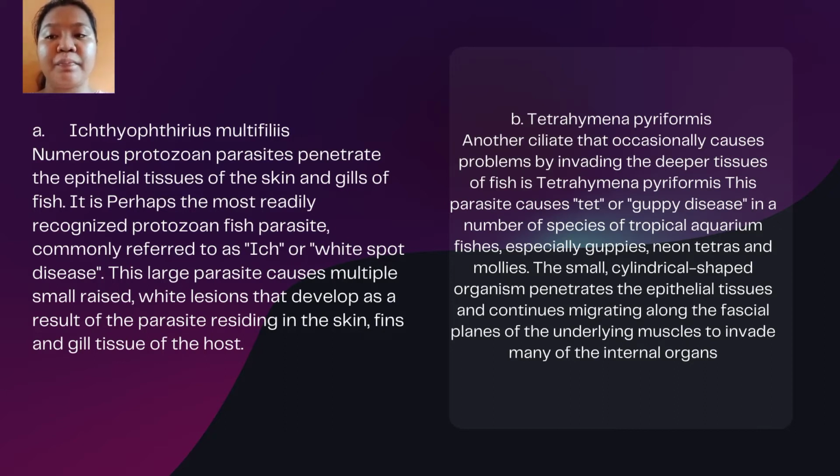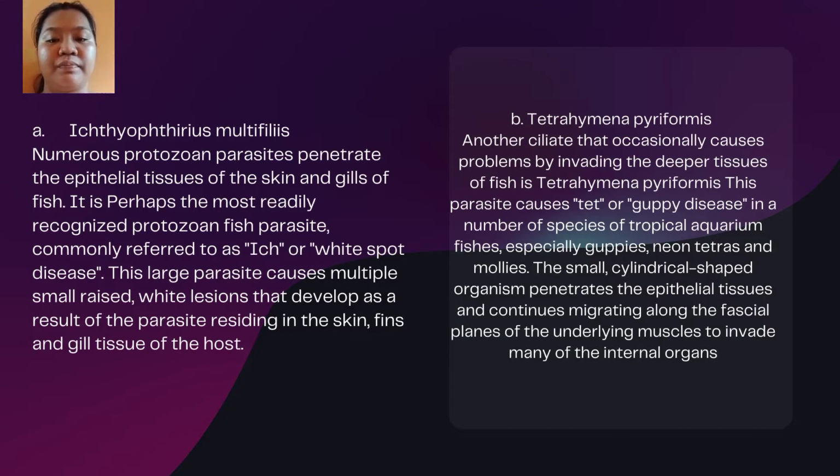First is the Ichthyophthirius multifiliis. It is the protozoan parasite that penetrates the epithelial tissue of the skin and gills of the fish. It is perhaps the most readily recognized protozoan fish parasite. It is commonly referred to as ich or white spot disease. The large parasite causes multiple small raised white lesions that develop as a result of the parasite residing in the skin, fins, and gill tissue of the host.